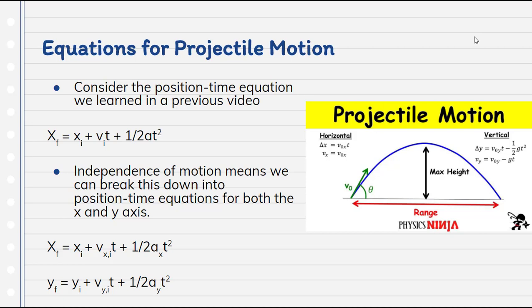So for example here, we have the very same equation. The only difference is that we're looking at the acceleration and velocity on the x-axis versus the y-axis.